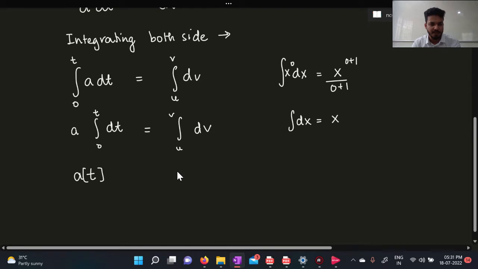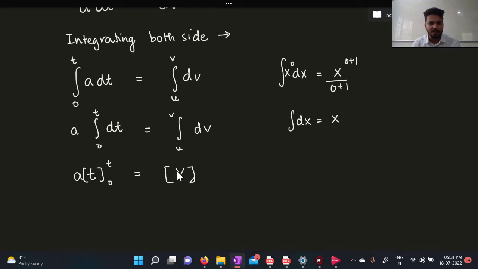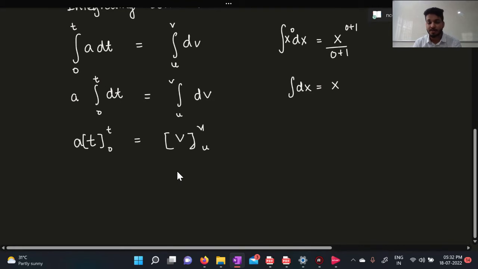Okay, I'll have to plug in the limits t and 0, and on the right hand side you will get v. The integration of dv would be v, and I have to plug in the limits v and u. Okay, so I hope you know how to put the limits into the equation. First you put in the upper limit and you subtract the lower limit.